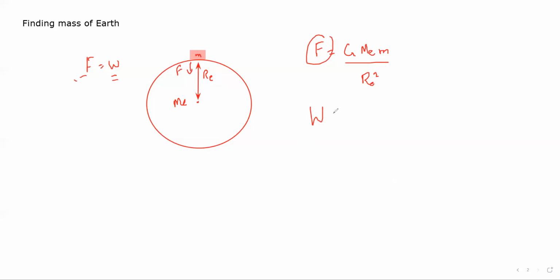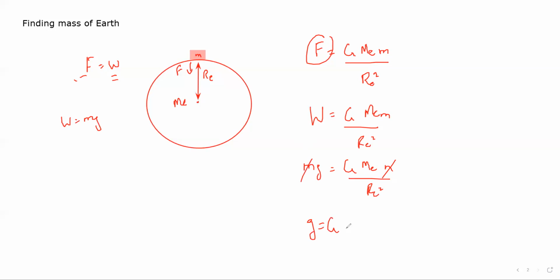So I can say weight is equal to G, the mass of Earth, the mass of the object, divided by radius of Earth square. W is equal to mg, the weight of the object is mass multiplied by gravity. So mass into gravity is equal to G, the mass of Earth, the mass of the object, divided by radius of Earth square. This mass will cancel with mass. So we have the value for gravity. The gravity is equal to the gravitational constant, mass of Earth, divided by radius of Earth square.